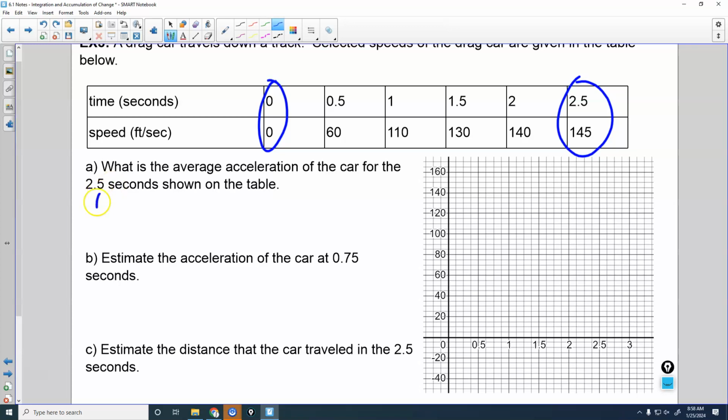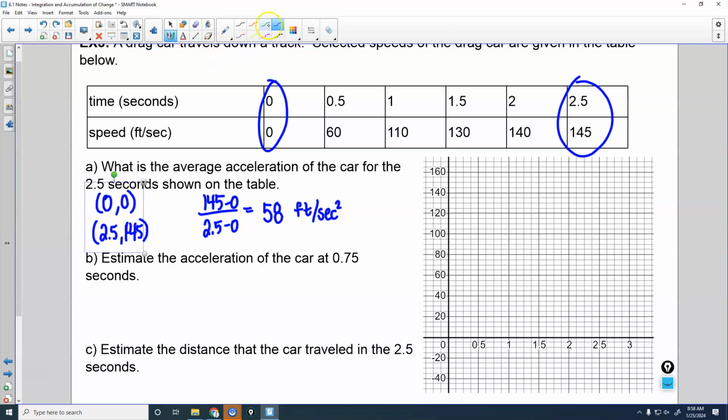If we're using the points 0, 0 and 2.5, 145, we would just have 145 minus 0 over 2.5 minus 0. I realize those zeros are not necessary. 145 divided by 2.5 is going to be 58. So 58, what are my units? Feet per second squared, or feet per second per second.